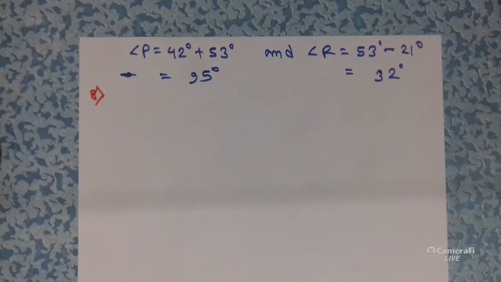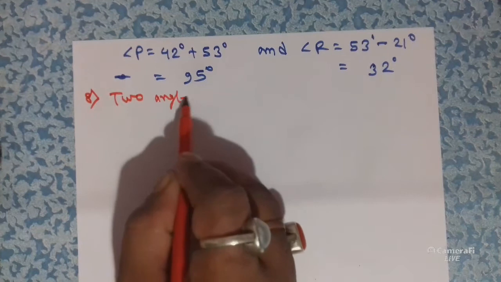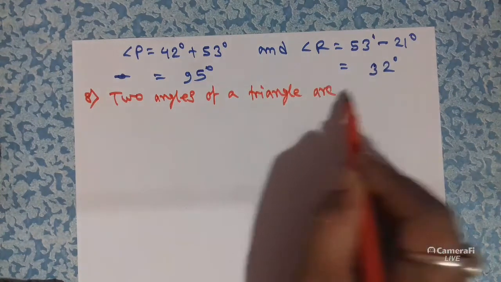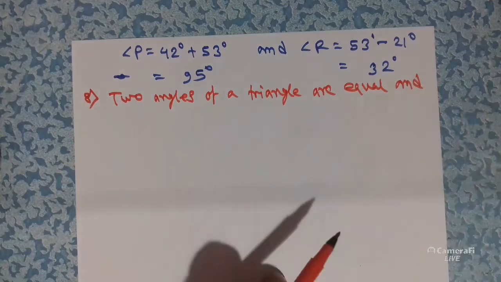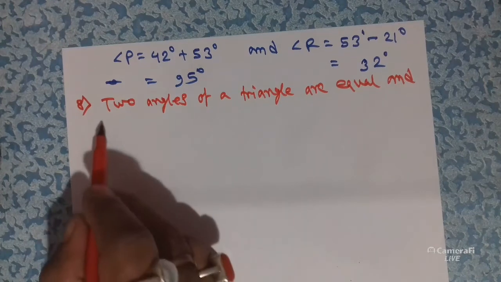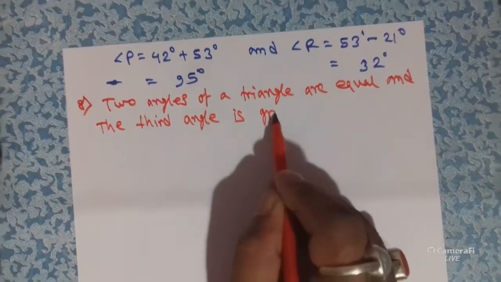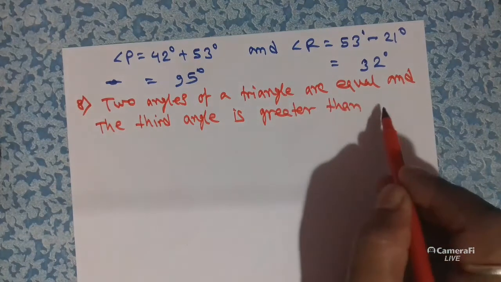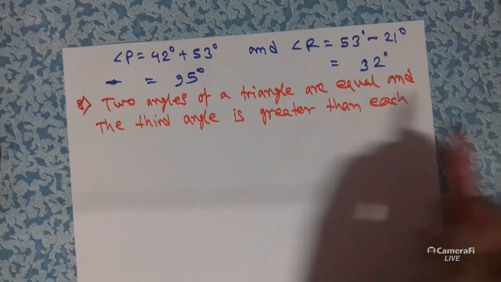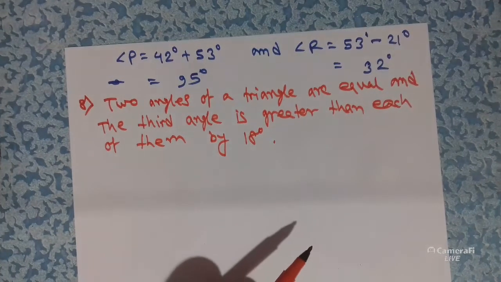It is given that two angles of a triangle are equal. So the conditions are: two angles of a triangle are equal, and another condition is the third angle is greater than each of them by 18 degrees. The third angle is greater than each of them by 18 degrees. Now we have to find all the angles. Okay.